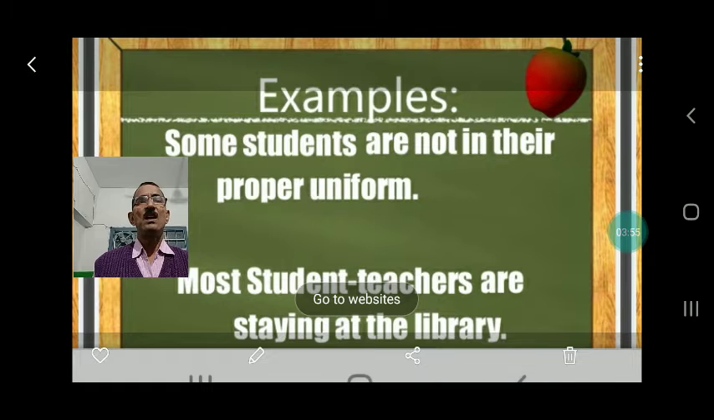Some students are not in their proper uniform. It refers to a number that is not maximum. Most student teachers are still at the library. Here most student teachers means the number of students and teachers is large. So this sentence can be used in this way.